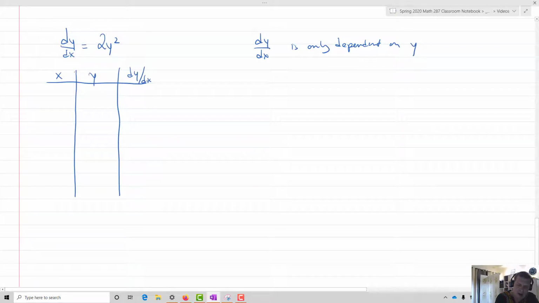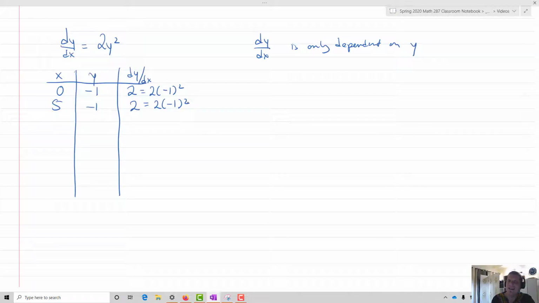Now, what we know is, as y changes, let's take, for example, when y is equal to -1, and say x is equal to 0, what we get is that dy/dx is going to end up equaling 2, because it's going to be 2 times -1 squared. Or if x equals 5 and y equals -1, then we get dy/dx equal to 2 again, because again, it's going to be 2 times -1 squared. This seems similar to the one that we just did, and in some ways it is, but in other ways it's not. It's going to look very different graphically.